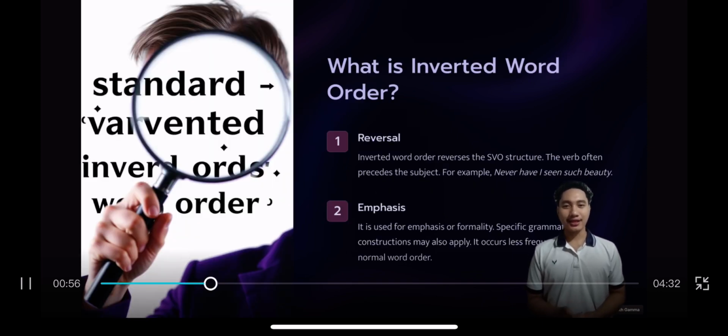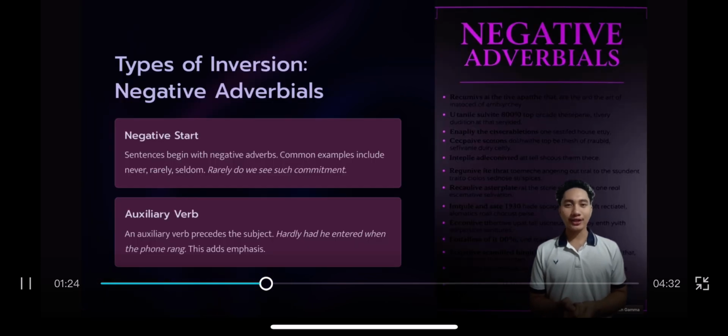Inverted word order reverses the SVO structure. The verb often precedes the subject. For example, never have I seen such beauty. So never there is the adverb and I is the subject. It is used for emphasis and formality, and specific grammatical constructions may also apply. It occurs less frequently than normal word order.